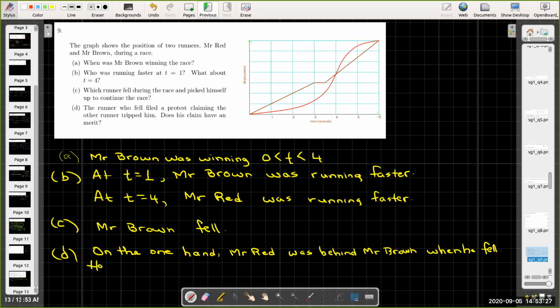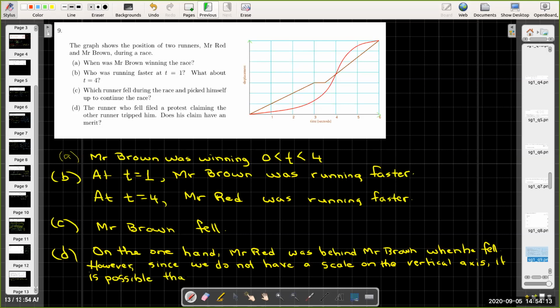However, since we do not have a scale on the vertical axis, it is possible that he was close enough to trip Mr. Brown.